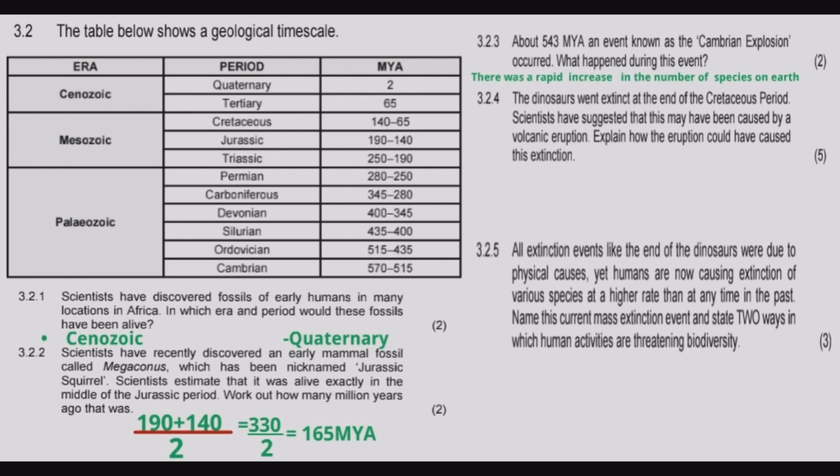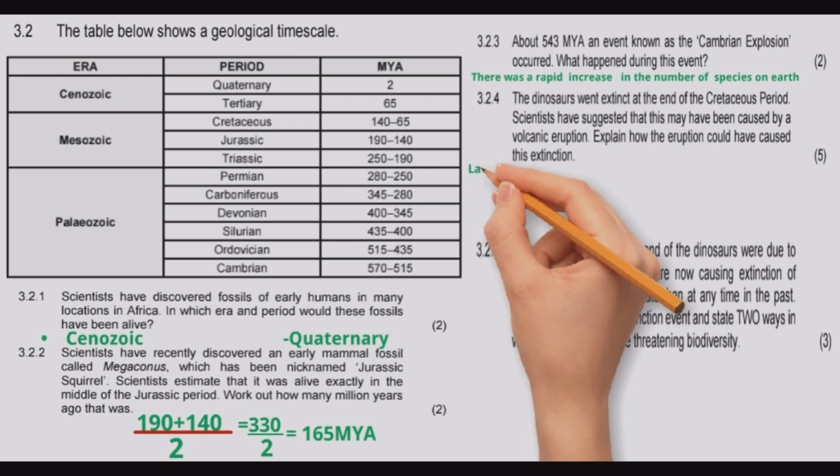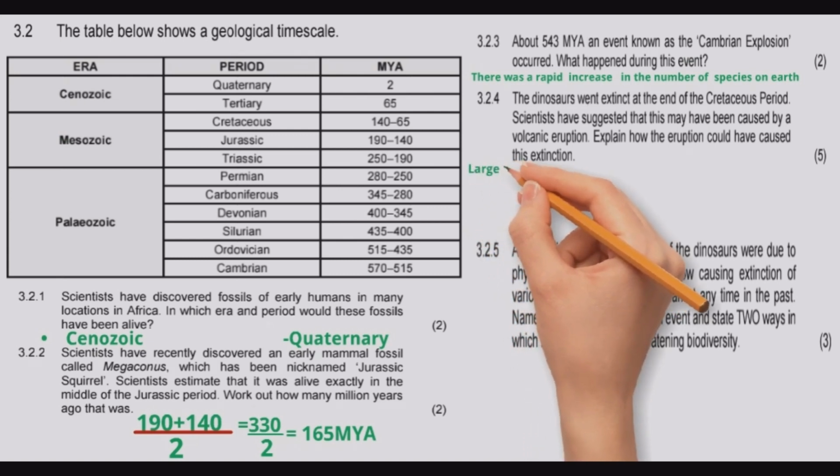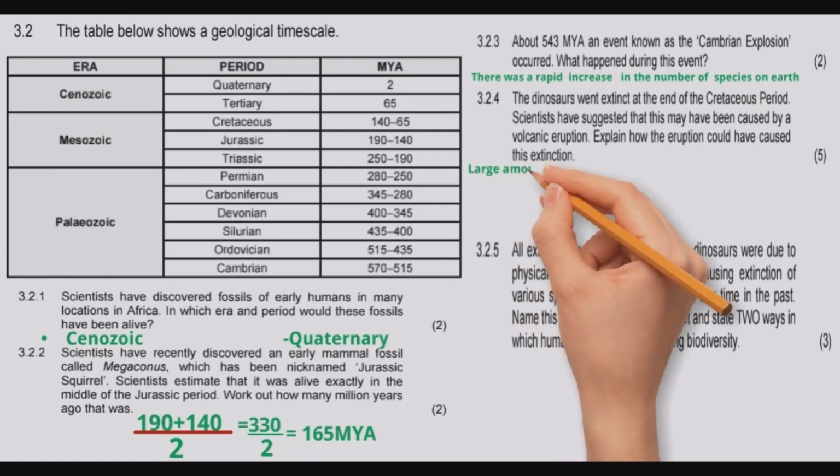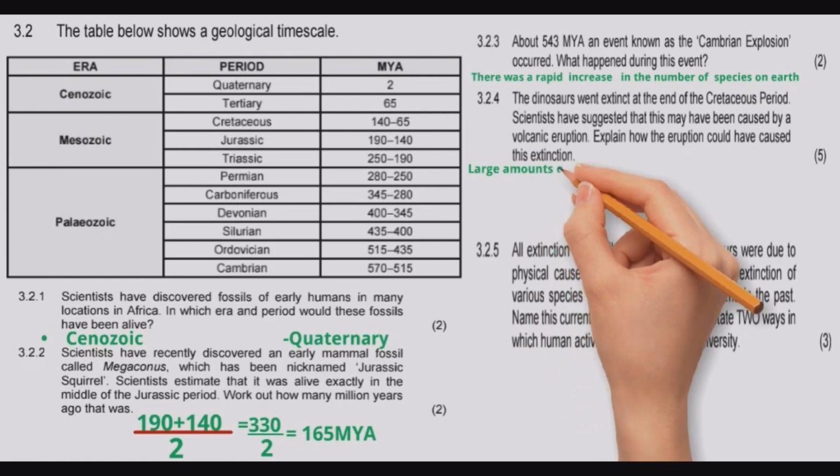We go to question 3.2.4. The question was as follows. The dinosaurs went extinct at the end of the Cretaceous period. Scientists have suggested that this may have been caused by a volcanic eruption. Explain how the eruption could have caused this extinction. So the answer would be that a large amount of dust and ash after an eruption could block out the sun rays.